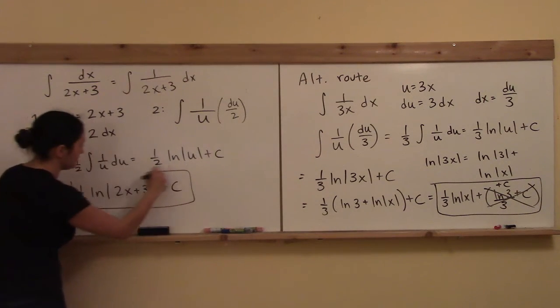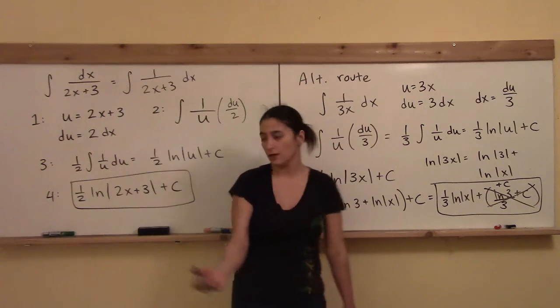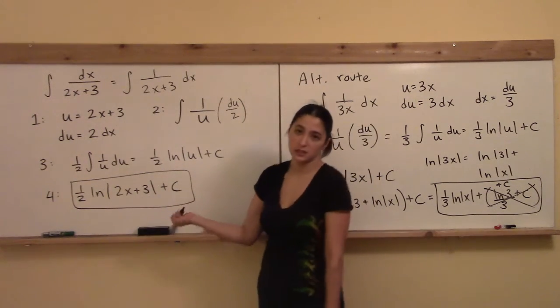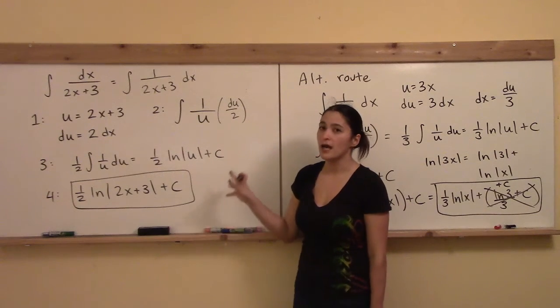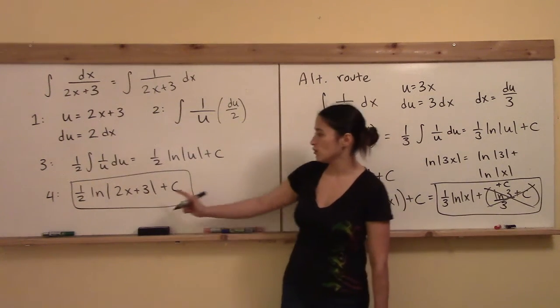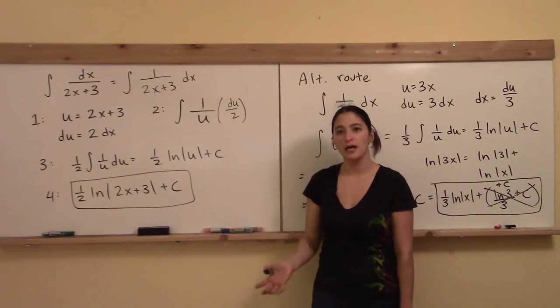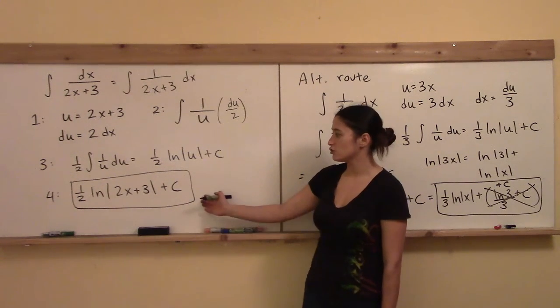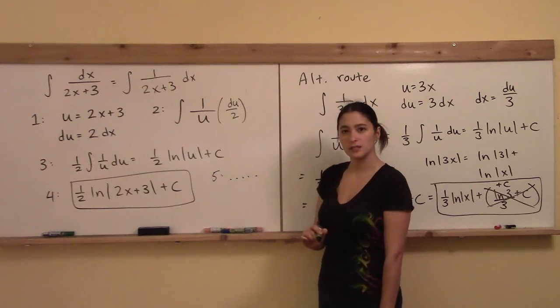You need those in place because x isn't necessarily a positive or negative number, and so 2x plus 3 is not necessarily positive or negative, but whatever goes into a log has to be positive. So don't forget the absolute values there. And then that's the answer. Go ahead and check that answer by taking the derivative in the secret step 5. I'll just leave that to you guys to practice at home.